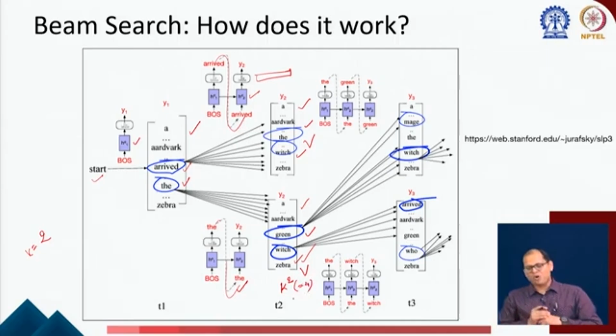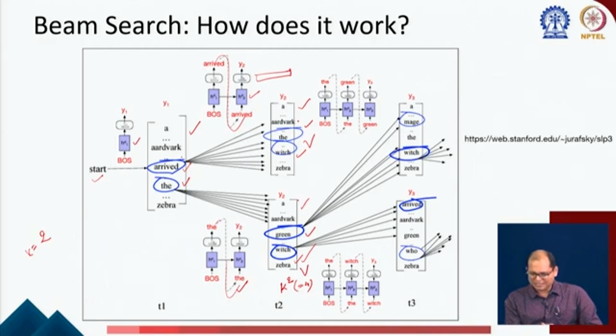Now, I do not go with all k square. I have k square partial completions with 2 steps: arrived the, arrived which, the green, the which, 4 possibilities. I want to find out the 2 highest probable sequences till now. I know the probability of both of these, this probability multiplied by this probability, and we typically go for log probability, so I can just add log probabilities. I can get whichever is the highest probability till now, and I will go with the 2 highest probable sequences.